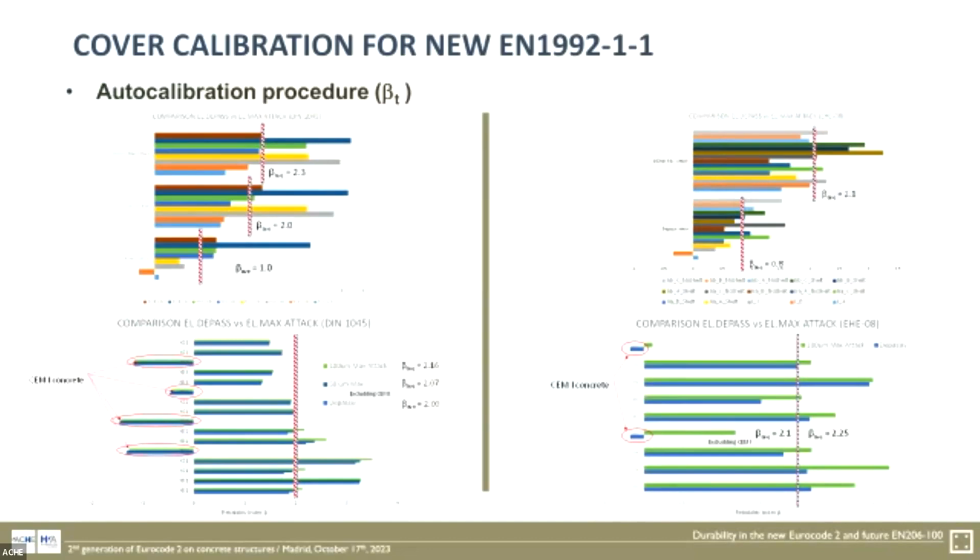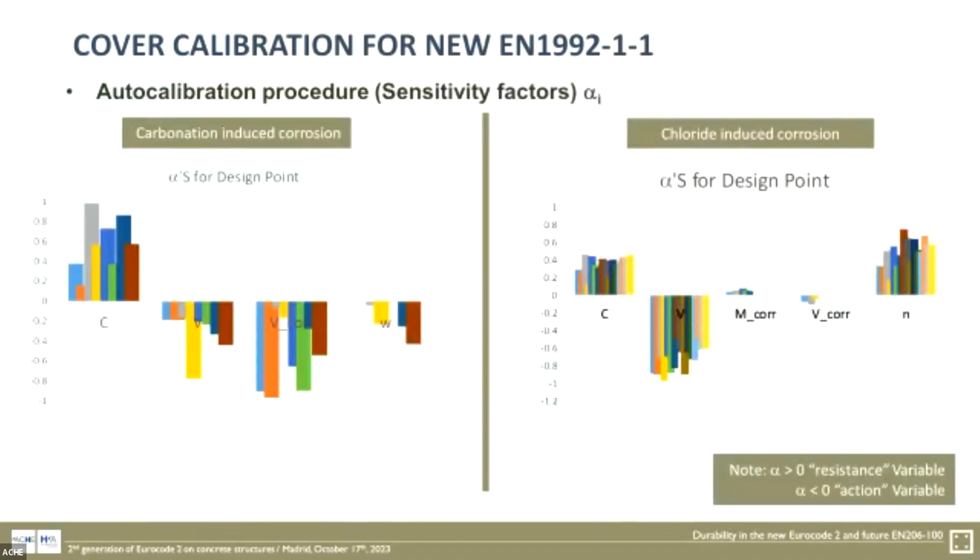on the left side. One of the points I want to stress is that using CEM I concrete, which was still allowed by the EN 1992, the reliability values are negative, which represents that the failure probability is more than 50%. So we are expecting failure with this type of concrete.